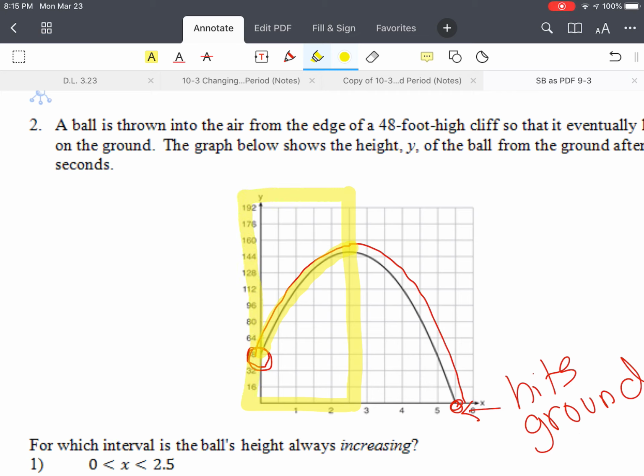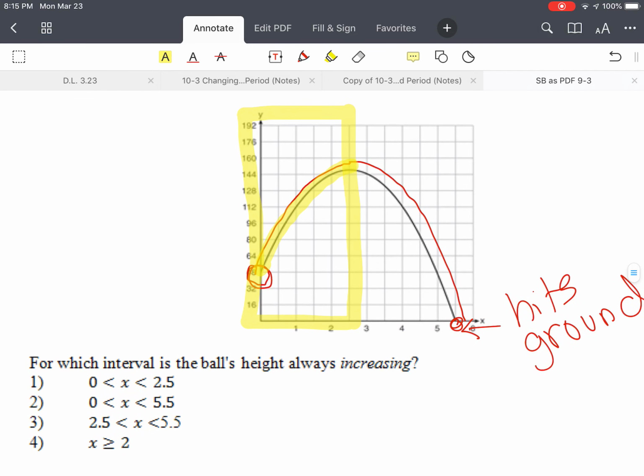We have to give our x values. I know that takes a little getting used to, but luckily they give us choices all with x values. So it's increasing when x is 0, it's increasing when x is 1, it's increasing when x is 2, and right when x is 2.5 is when it hits the very highest, and then after that, it starts to go down, it starts to decrease. So it is increasing from 0 to 2.5, choice 1.